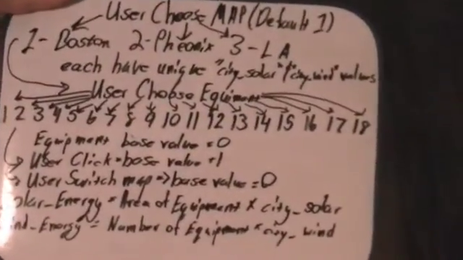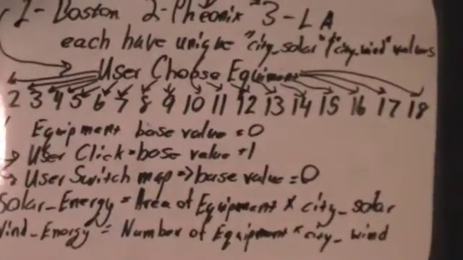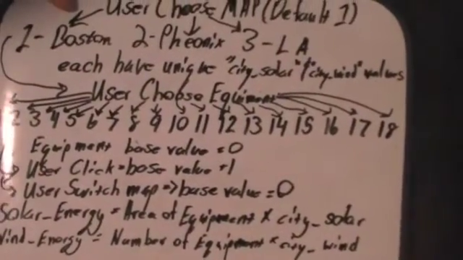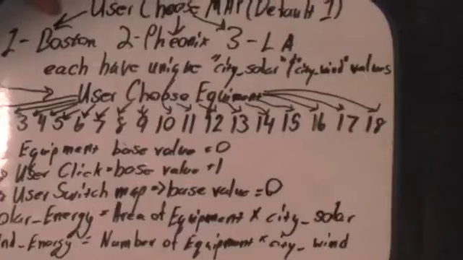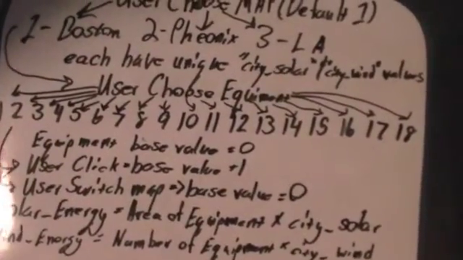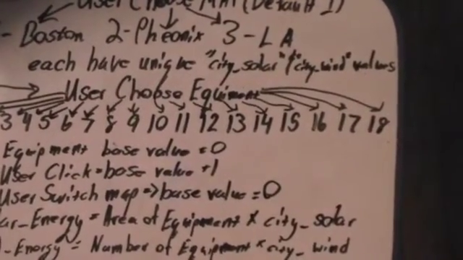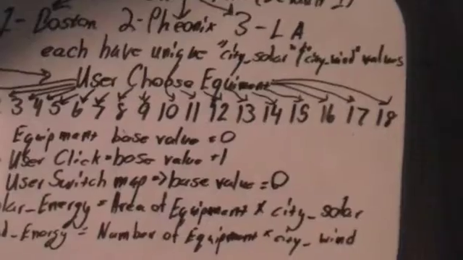And then from there, we take the equipment base value and set it equal to 0. When the user clicks on the image, it adds 1 to the equipment base value. Then the user can switch the map, and when that happens, the base value again goes back to 0.